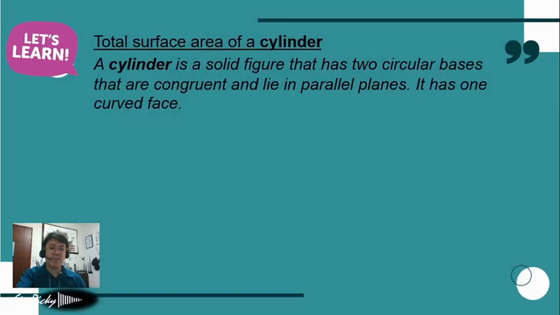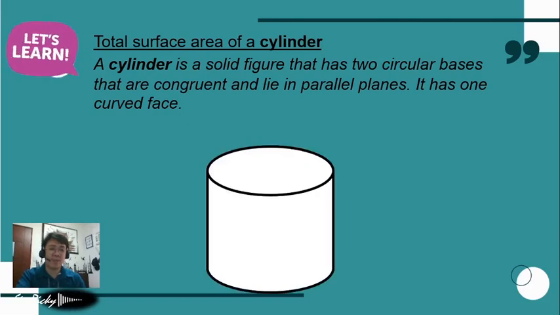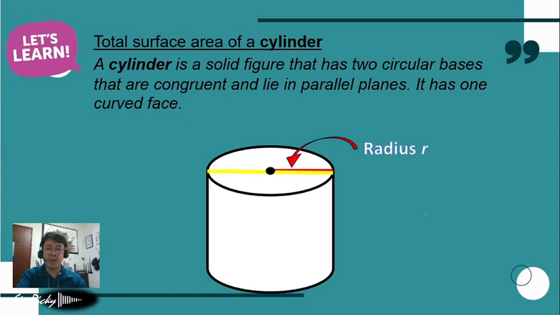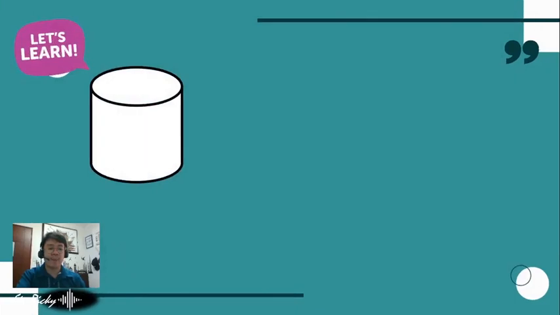Now let's go to the total surface area of a cylinder. We all know that a cylinder is a solid figure that has 2 circular bases that are congruent and lie in parallel planes. It has 1 curved face. This is an example of a cylinder. The circular bases, top and bottom, have a radius, and the length from one edge to the other edge is the diameter, then the height.